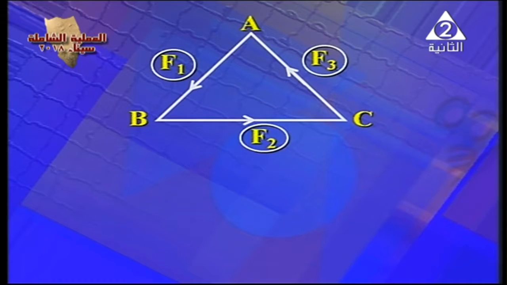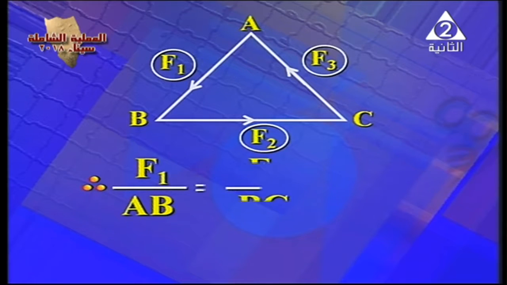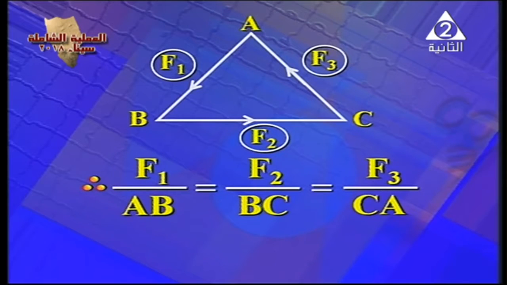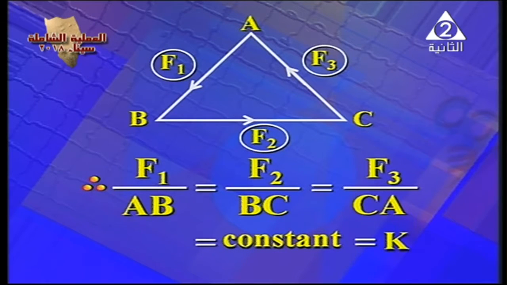Look at ABC, three forces acting along the three sides of a triangle in cyclic order. This means there is a relation between each force and each side: F1 over AB equals F2 over BC equals F3 over CA equals a constant ratio. This constant is called K.